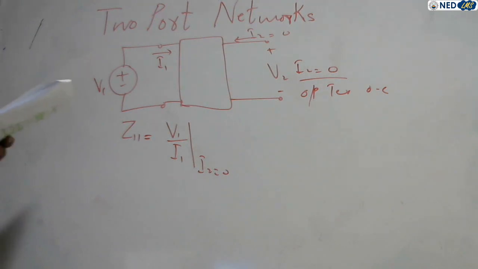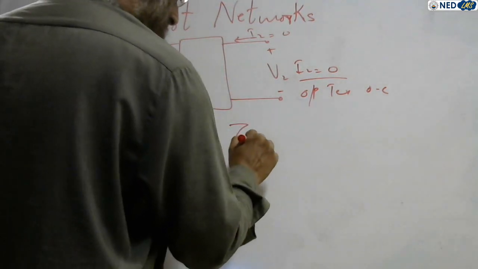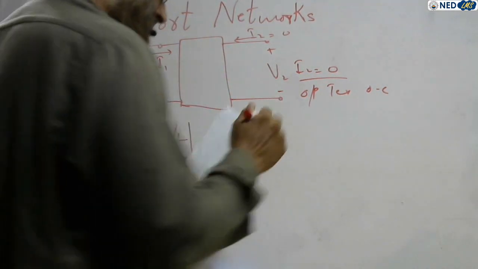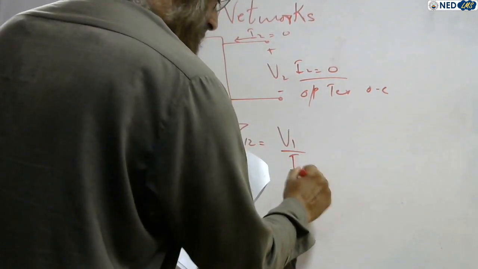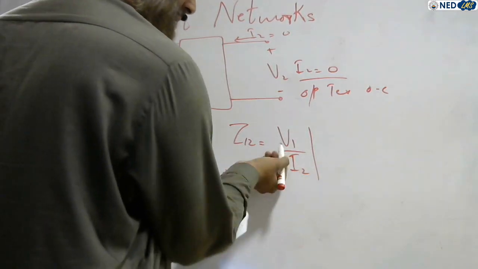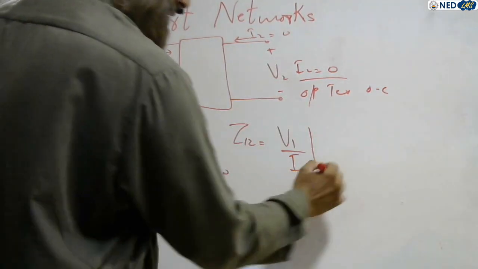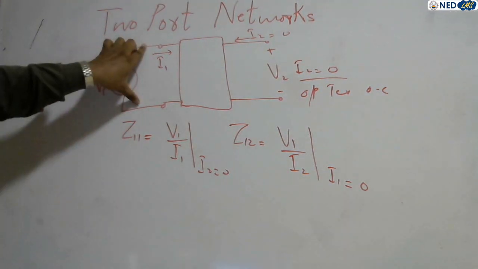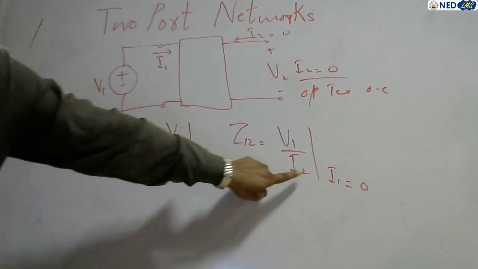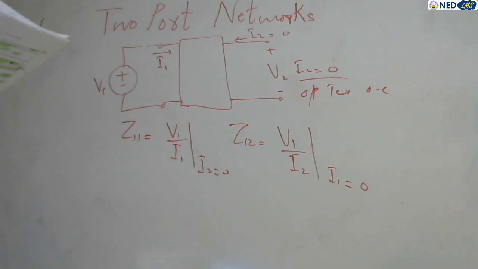And what is Z12? Z12 is voltage V1 over current, the ratio of the input voltage and the output current, at the condition I1 equals 0. That is, the terminal is open circuit in this case, because I1 equals 0.